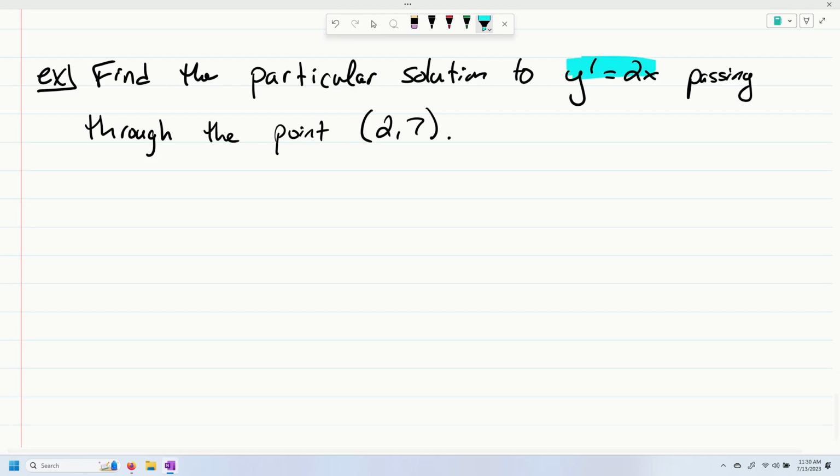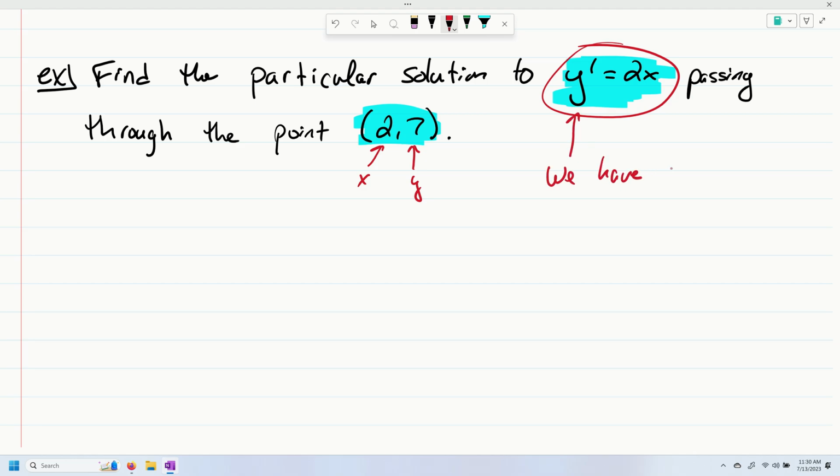Now, before we even get started with this, I really want you to understand what's happening here. We have a differential equation. That y prime is a derivative. The point (2, 7) refers to x and y. But if you look at your differential equation, you do not have y yet. You have y's derivative. So before we can even use the point (2, 7), we have to find the unknown function of y, whose derivative is 2x. So let me write that out.